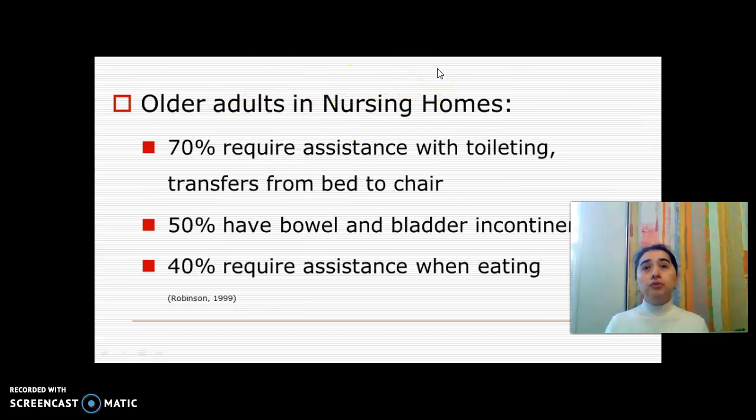When we take a look at the nursing home environment, 70% of the residents require assistance with toileting and transfers from bed to wheelchair, from wheelchair to bed. 50% of these residents have bowel and bladder incontinence, 50%. And 40% are so significantly debilitated that they require assistance with eating.